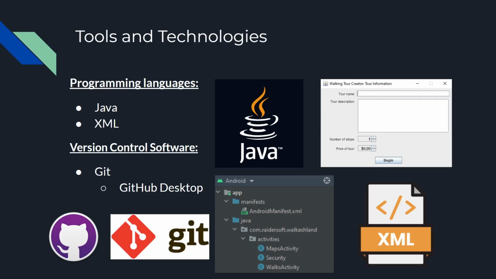For version control, we stuck with the tried and true Git and opted to use GitHub Desktop since the Walk Ashland app was being hosted on GitHub. We decided to use GitHub Desktop over the command line to avoid potentially time-consuming errors, which we believed would be easier to tackle while using the desktop app.